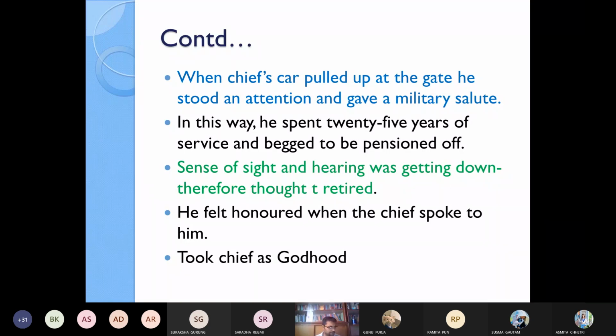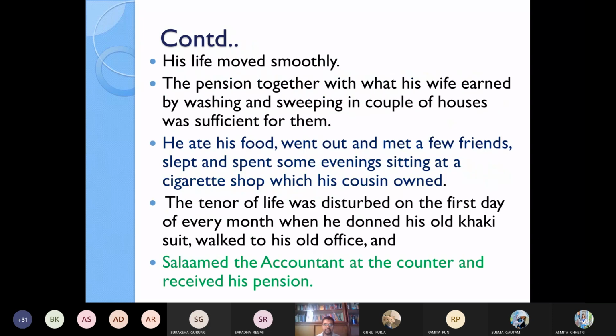To move further with the things, right? His life moved smoothly. He got the pension, and his wife also worked. They were from a poor family. His wife used to do washing and sweeping in a couple of houses. Couple means two or three houses, and they were sustaining their life. He ate his food, went out, met a few friends, slept, spent some evenings sitting at a cigarette shop with his cousin aunt.